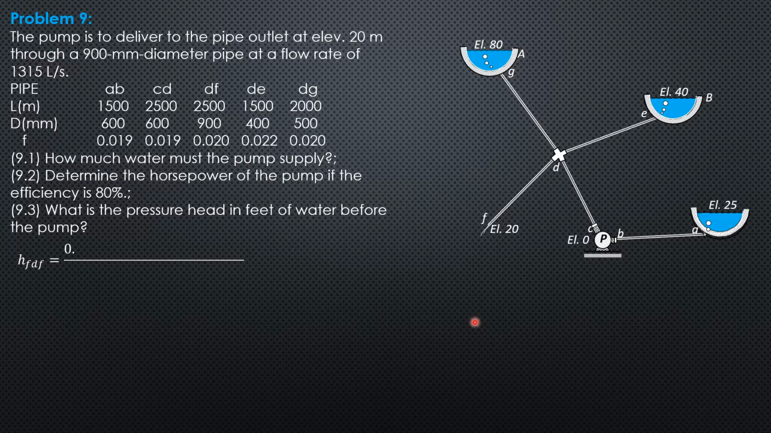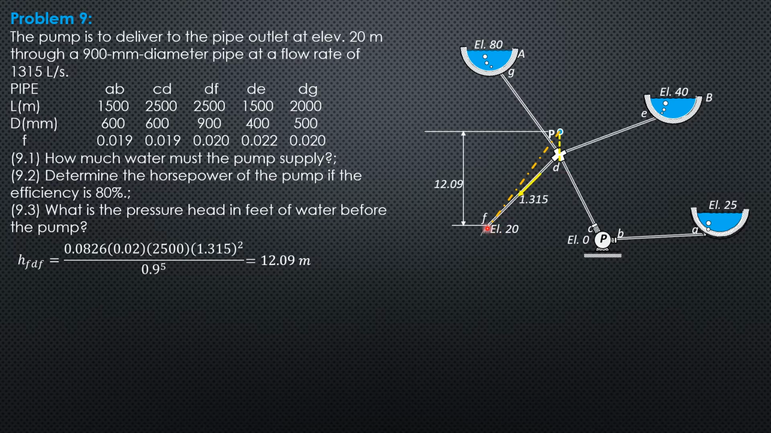So hf DF is 0.0826, friction factor is 0.02, length 2,500, discharge 1.315 squared over diameter 0.9 raised to 5. So hf DF is 12.09 meters. So this is 20. That's the energy level. Then the vertical distance is that 12.09. And therefore, 20 plus 12.09, that's the elevation of B. So that this is lower than elevation 40. So the flow direction would be towards the junction as well as for GD.